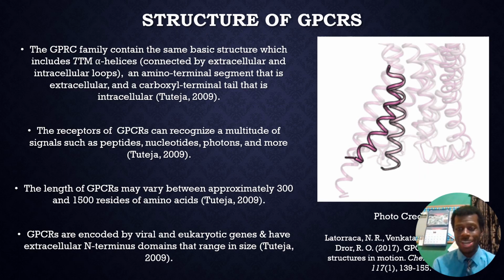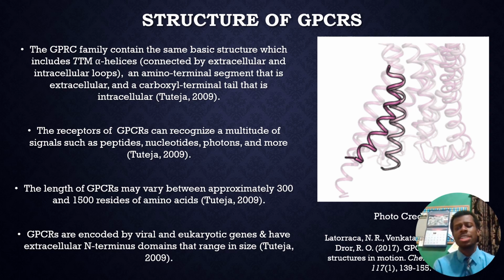All right, everyone. Our slide for this one is going to discuss the structure of GPCRs. GPCRs consist of superfamilies which share similar structures. They contain extracellular amino and intracellular carboxyl terminal tails. Furthermore, these plasma membrane bound receptors recognize a lot of chemical signals such as photons, calcium ions, peptides, nucleotides, and so much more.